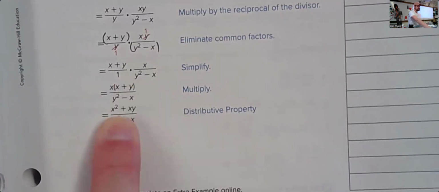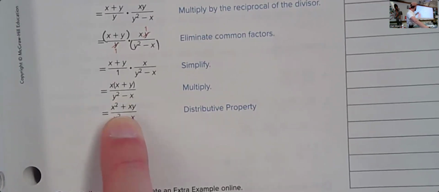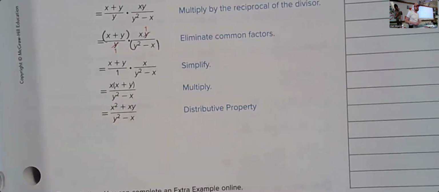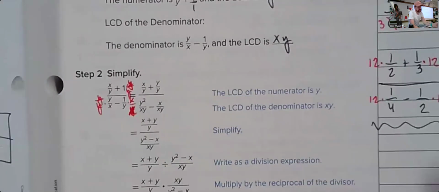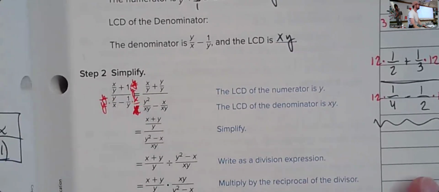Multiply. And this can be your answer if you want to: x times x plus y over y squared minus x. Or you can distribute the x and get that as your answer. Now, let's count up the number of steps this took. 1, 2, 3, 4, 5, 6, 7, 8 steps. We can do this in 1 step instead of 8 by using the other method. So let's write this off to the side.